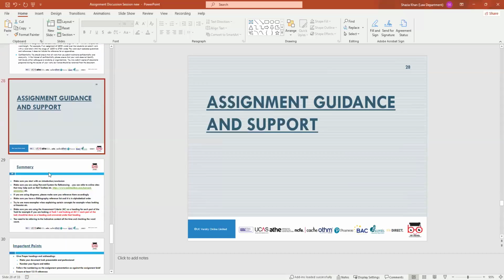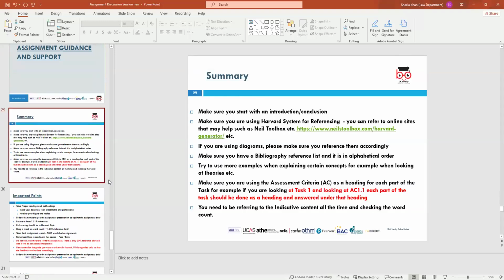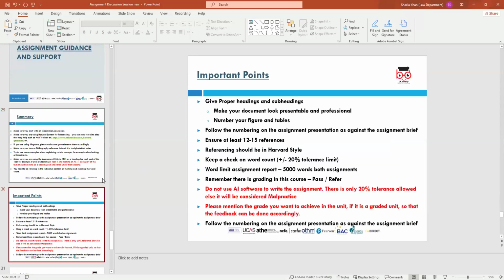Some assignment guidance here for you. Make sure your work has an introduction and a basic conclusion. Make sure again, and I'm going to reiterate this, you use the Harvard system for referencing, and that is a link that you can go onto to help you use it. If you're using diagrams, please make sure you reference them. Make sure you have a bibliography reference list and it's in alphabetical order. Make sure you don't change the assessment criteria and leave the wording as it is. And you need to be referring to indicative content all the time.